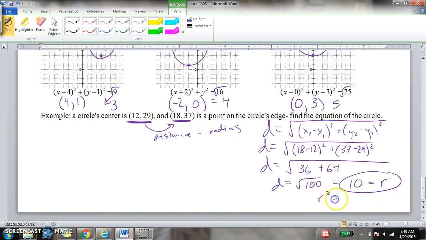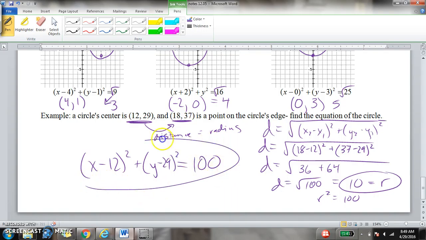So the radius squared would equal 100 when we put that in the equation. It's going to equal 100. Center is 12, 29, so x minus 12 squared plus y minus 29 squared, and then equals 100. There we go.